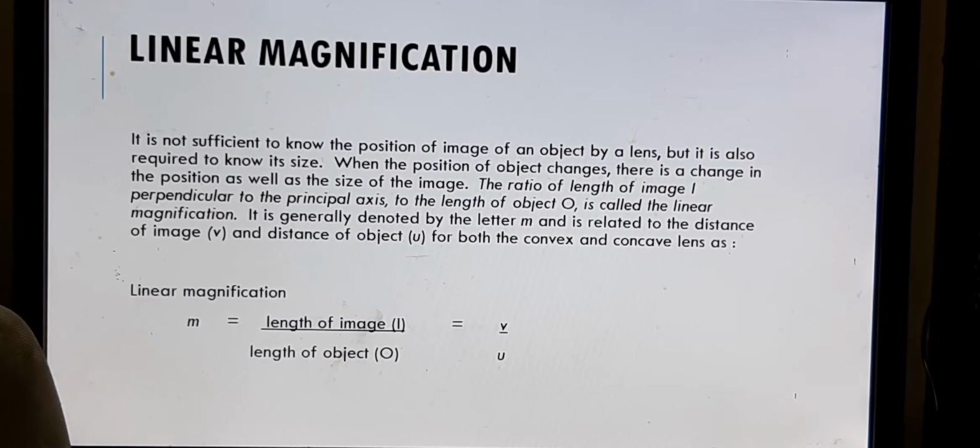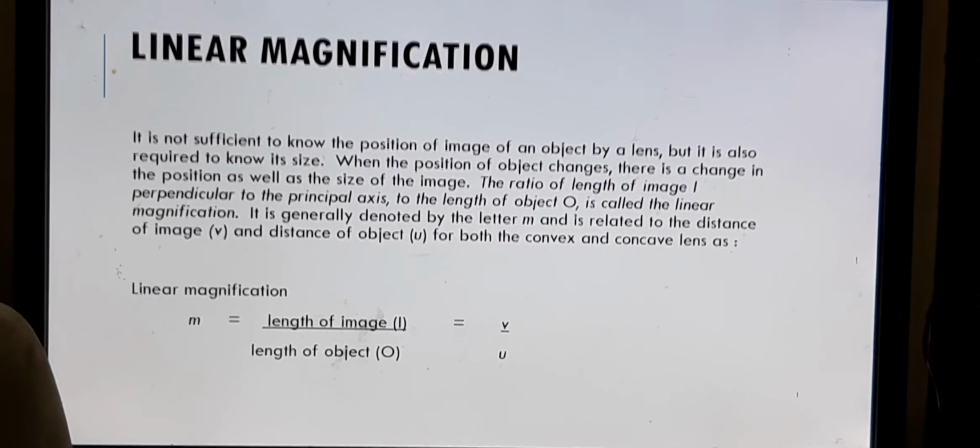So how many times has the object been magnified in the image? So we will write 10 by 2, that is 5 times. So everything has increased 5 times. So that is the meaning of magnification. So here we will just read this.